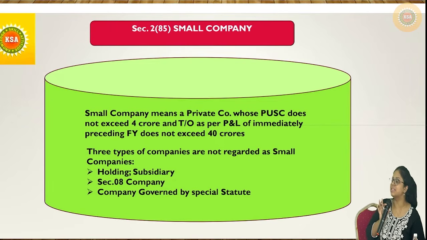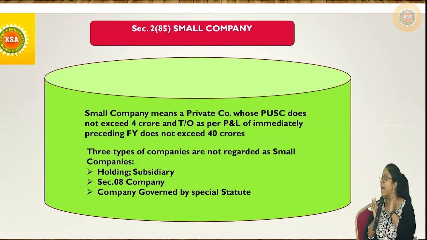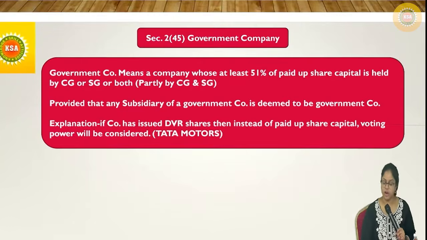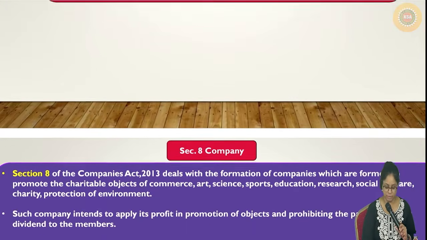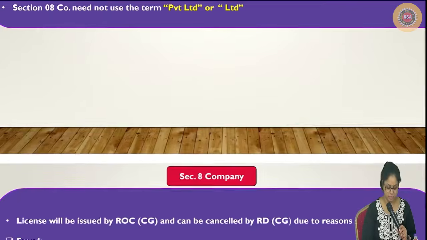A holding and subsidiary relationship can also never claim the status of a small company. And lastly, a company that is governed by a special statute like the LIC can also not get the status of a small company. Next, moving on to a government company, Section 2, Clause 45. We have already discussed what a government company is. So I'm moving forward. Having more than 51% of the voting power or paid up share capital, paid up share capital, right?